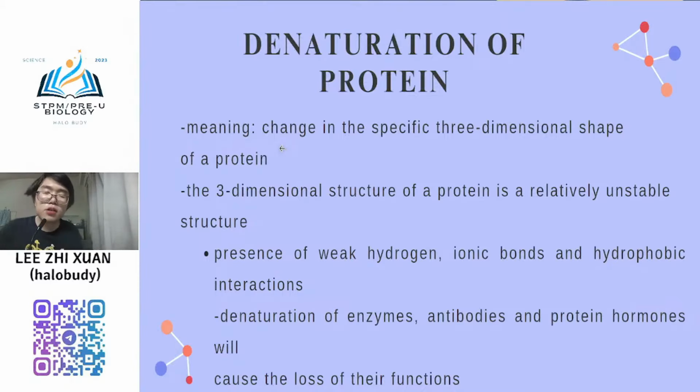You see, human hemoglobin is very important. If your hemoglobin is already broken down, you can imagine the function. Okay, so the 3D structure of the protein is relatively unstable. Normally these two, although ionic bond, ionic bond is strong, right?